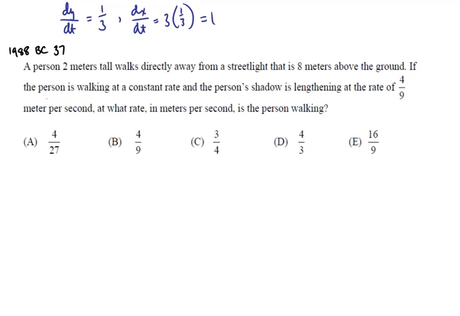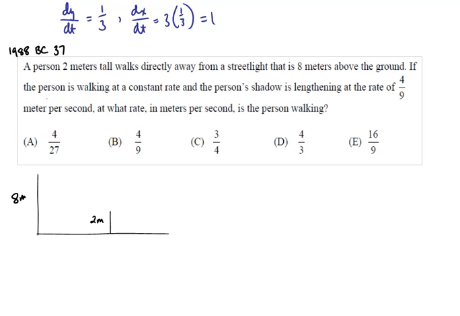Okay, we'll continue with the next problem. 1988 BC 37. A person 2 meters tall walks directly away from a street light that is 8 meters above the ground. So we start with a street light that's 8 meters tall, and the person is 2 meters tall. And we have the person who is 2 meters tall walking away, and then we have the shadow cast from the light over the man's head down to the ground.